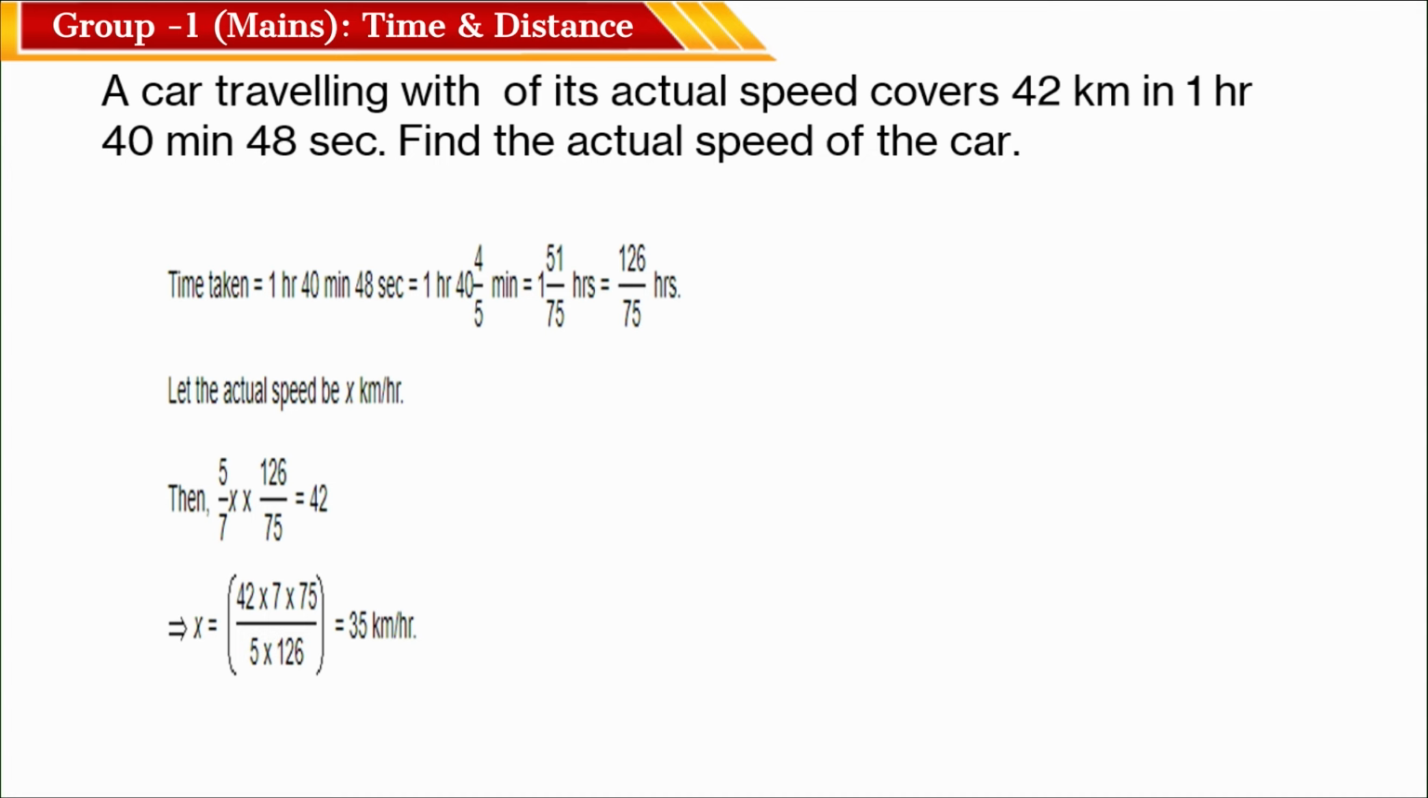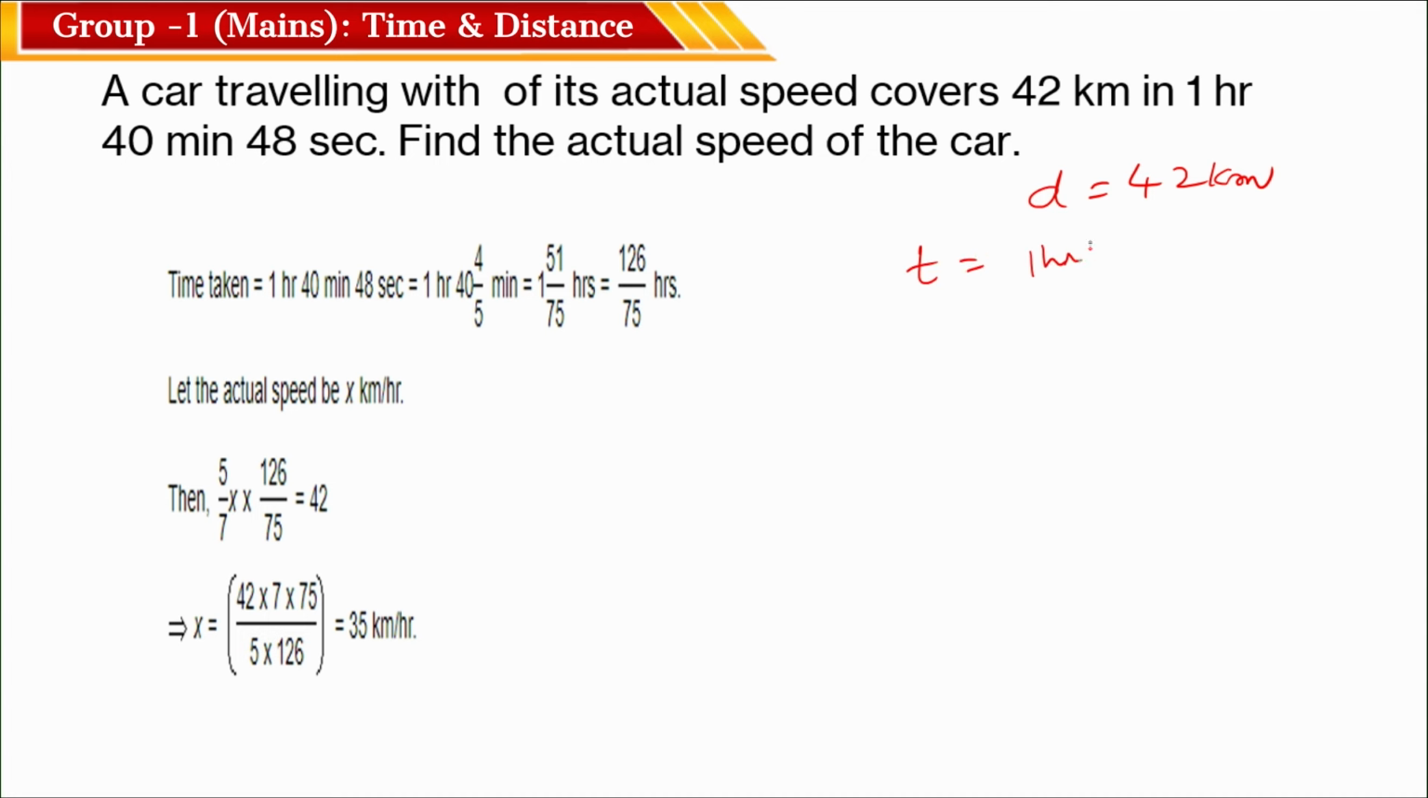A car travelling with of its actual speed covers 42 kilometers in 1 hour 40 minutes 48 seconds. Then find the actual speed of the car. Okay. So here, what is the given information? D is given, 42 kilometers, correct, and T is also given. How much?